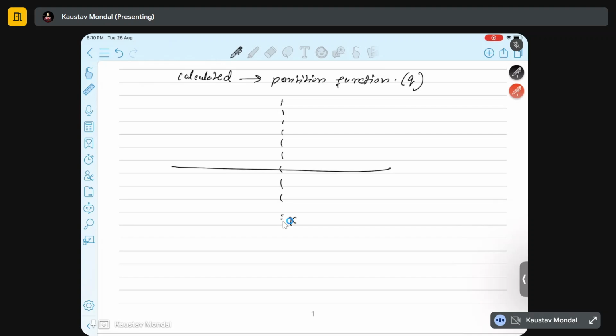Suppose this axis is kT scaled by epsilon, and this axis is the partition function. This value is 2. So we found the partition function looks like this, and this is 2, right? And this axis, this is 0. So it gets a positive value here, and as the temperature tends to infinity, it tends to this value 2.